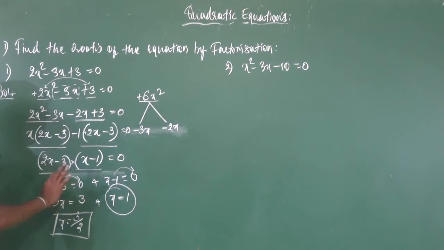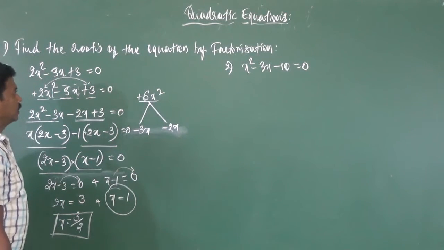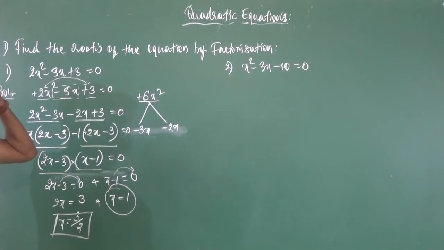Now, in this process, no steps should be skipped. The same method that I have done here should compulsorily be followed. This is very, very important. Done? Okay. Let us get into the second quadratic equation, which is to be solved by the method of factorization.